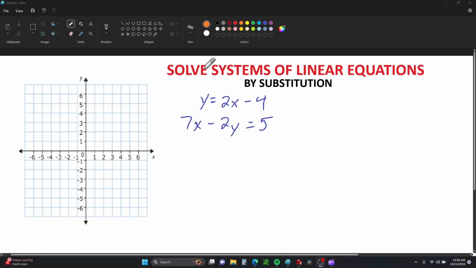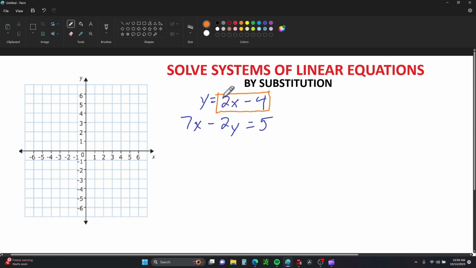This video is on how to solve systems of linear equations by substitution. Although I'm going to use only algebra to get the solution, I am going to graph the two lines to show that both methods work. So over here, it says that y equals 2x minus 4.